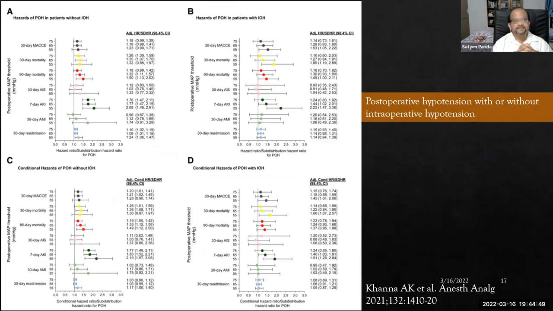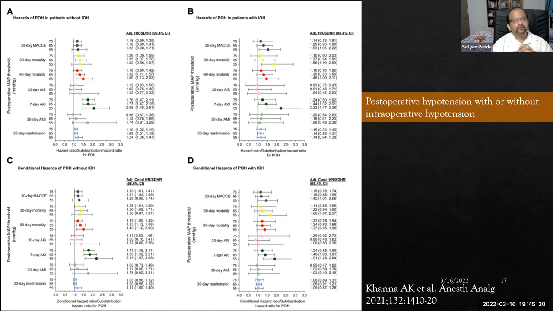So I will end with this slide on postoperative hypertension. Excuse me, it's a very busy slide, but what I want you to focus on are the colored dots on the slide. This is from Ashish Khanna's group, which has done a lot of work on postoperative hypertension. And this seems to demonstrate that postoperative hypertension is extremely common in the postoperative period, and that it is substantially associated with organ injury across all organ systems, but most prominently with acute kidney injury.